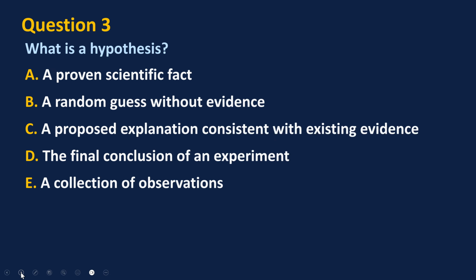Question 3. What is a hypothesis? A. A proven scientific fact. B. A random guess without evidence. C. A proposed explanation consistent with existing evidence. D. The final conclusion of an experiment. E. A collection of observations.